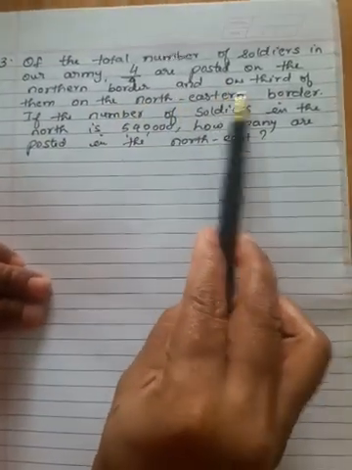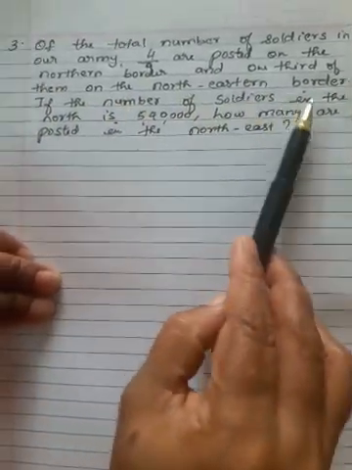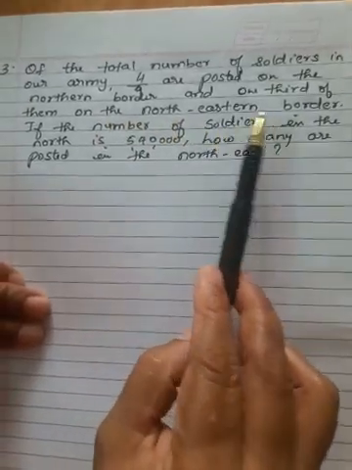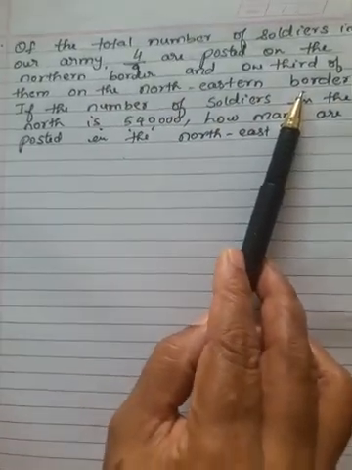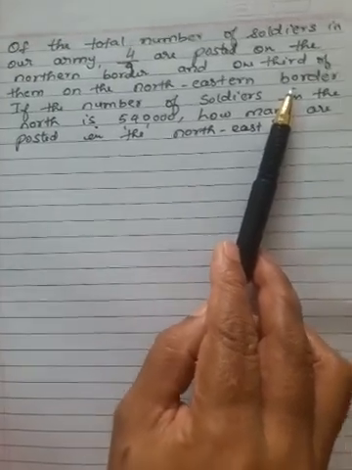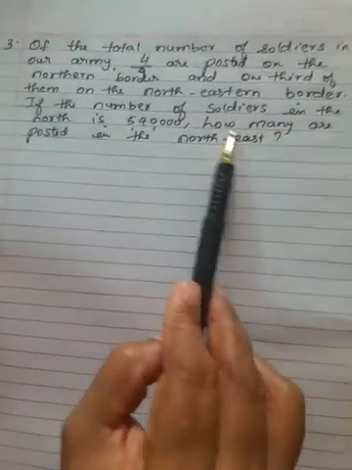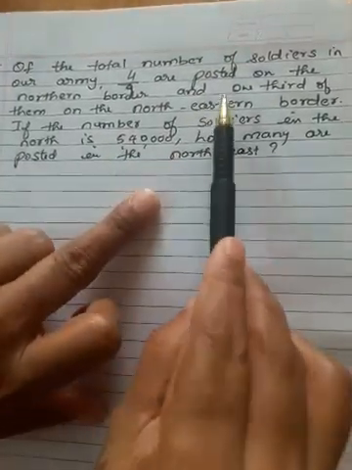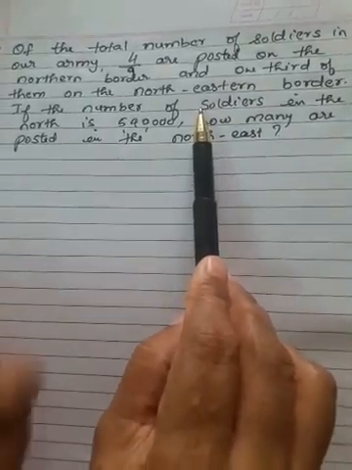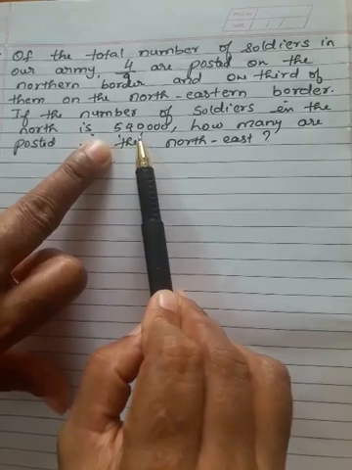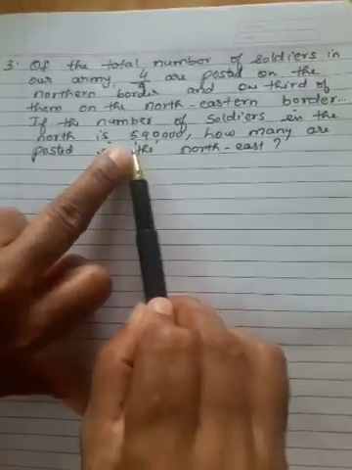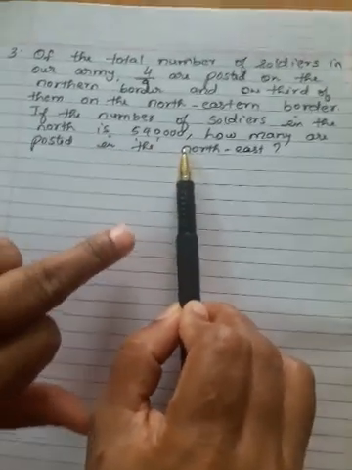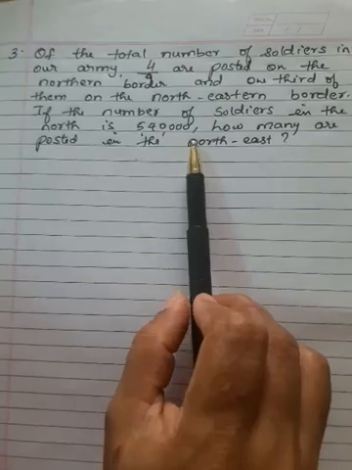Then 1/3 of them are posted on the northeastern border. 1/3 means how many soldiers? We don't know how many soldiers are posted, correct? That only we have to find out, how many are posted on the northeastern border. They only said 1/3. So we should find out now what 1/3 of 5,40,000 is. If you simplify that, then you will get how many soldiers are posted on the northeastern border.